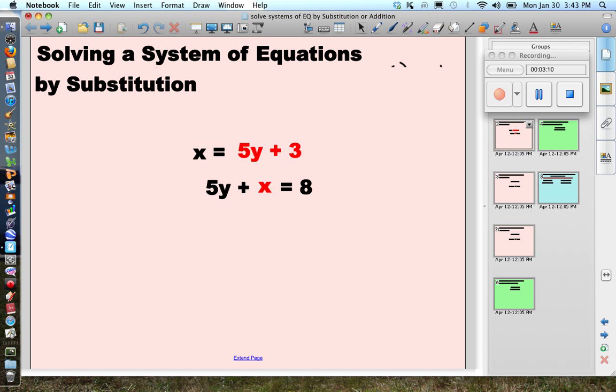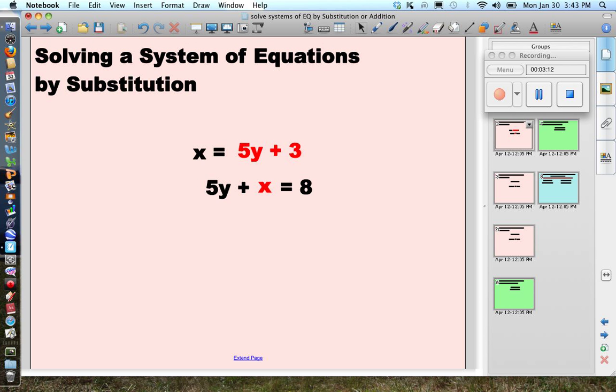I'm just going to go through a bunch of different examples. This time, I've got x by itself. I still have two equations. Each equation has two different variables. But in this one, the first equation has x by itself. And so since x is equal to 5y plus 3, what I'm going to do down here is I'm going to take this x out, and I'm going to substitute a 5y plus 3.